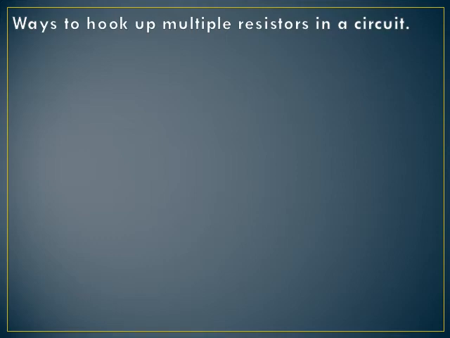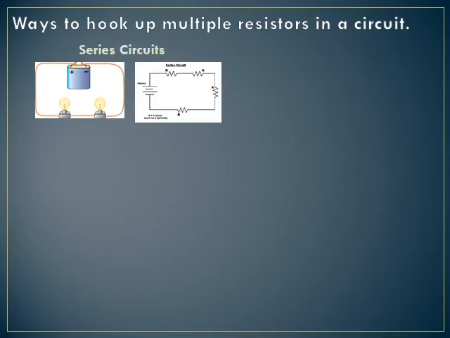So we're going to move up in complexity a little bit from single resistor circuits into circuits that have multiple resistors. There are fundamentally two different ways of hooking up more than one resistor in a circuit. The first way is known as a series circuit. Of course, you know the word series means to do something one at a time, back to back to back to back, like a series of books or a series of movies or the World Series. And that's how it is with resistors in a series circuit.